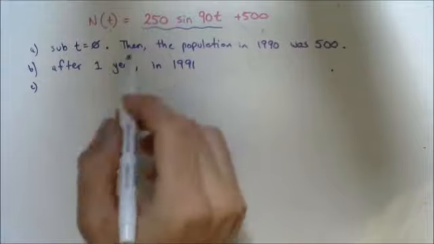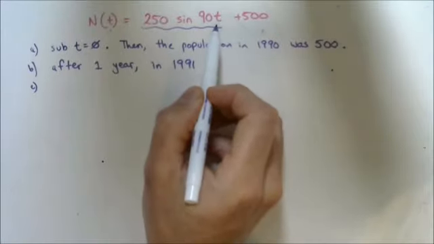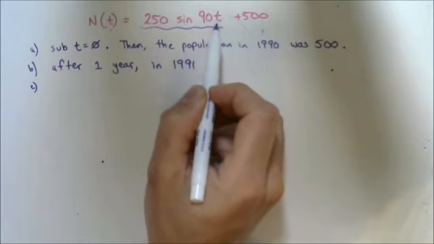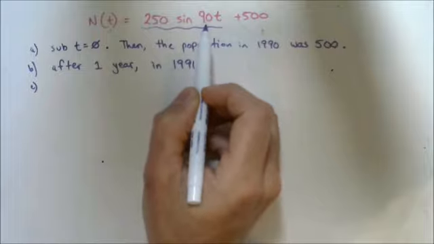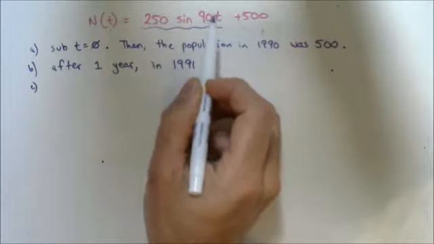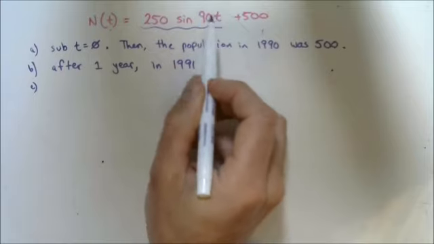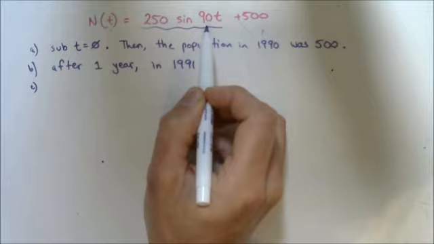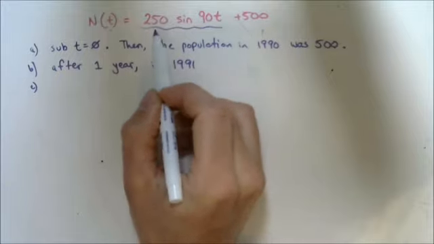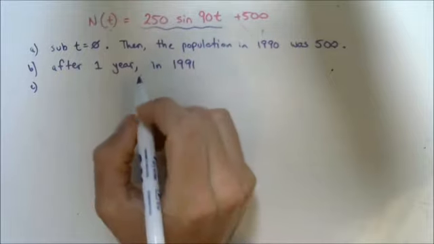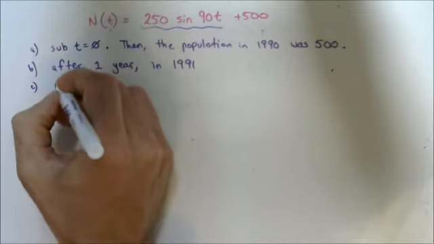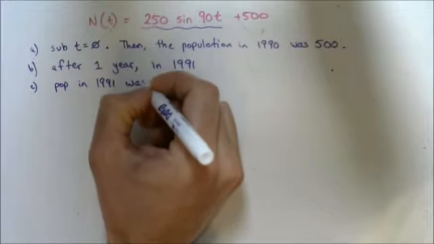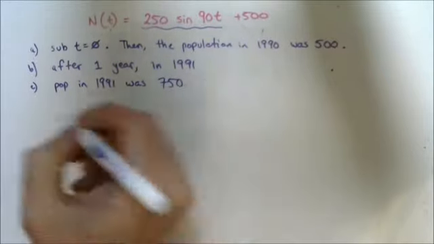Well, really, you can just take this function and put 1 in for t, okay? And that's pretty easy for us to do in our heads because we know 90 times 1 is 90. We know that the sine of 90 is where the graph of sine of x will reach its maximum, which is 1. The sine of 90 is 1. You can put that in your calculator. 1 times 250 is 250, plus 500 is 750. So population in 1991 was 750, a good year for the prey.